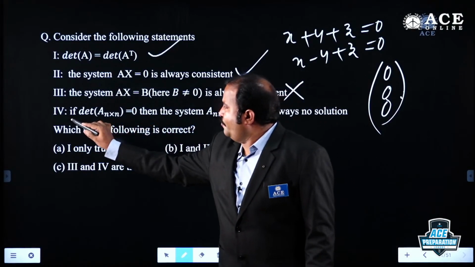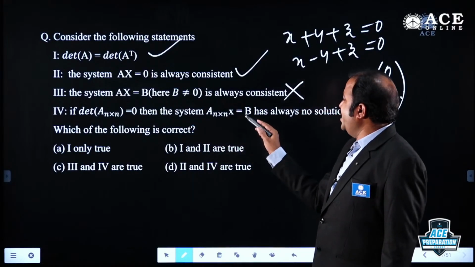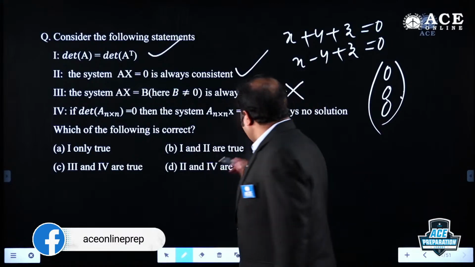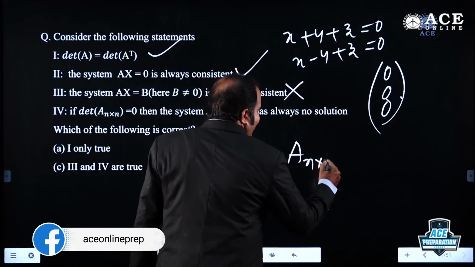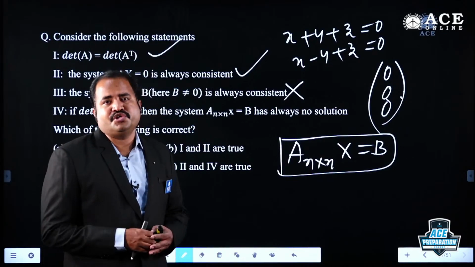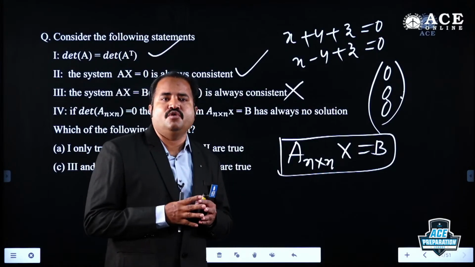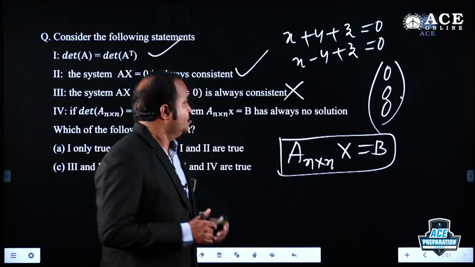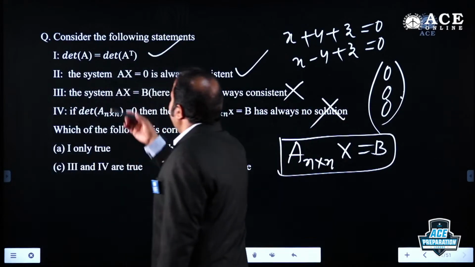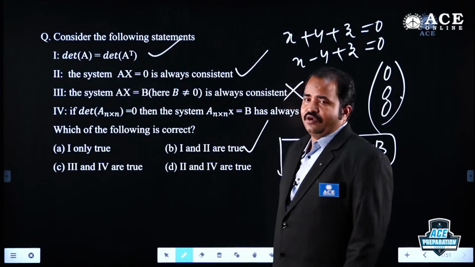Next, the fourth statement, if det of A, n by n, equal to 0, then the system A x equal to B has always no solution. Is it true? When A n by n into x equal to B, with det A equal to 0, what happens? Maybe no solution or infinitely many solutions. Depends on what? Adjoint A into B equal to O or not O. Am I right, correct or not? So this is also a wrong statement. So which of the above statements are correct? Statements 1 and 2 are correct. So 1 and 2 are only correct. Option B is the correct one.